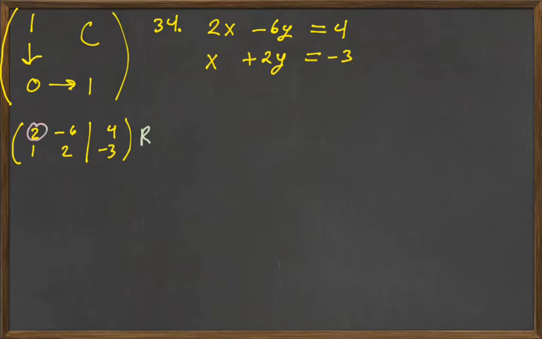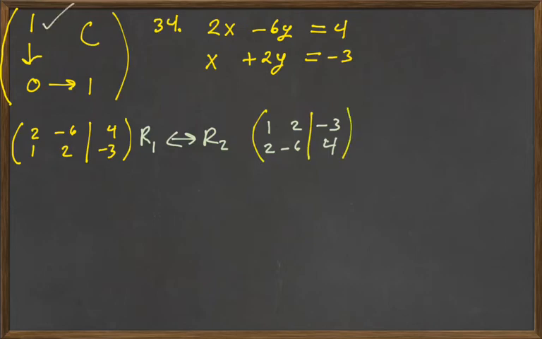Okay. So on one hand, you can divide the top row by 2, and that will certainly work. Sometimes we may not want to do that if I'm going to end up with fractions or a messy decimal or something like that. But what you also notice is you have a 1 here. So it might be easier to do a row swap. So we're going to go ahead and do a row swap. So we're going to swap rows 1 and 2. 1, 2, negative 3, 2, negative 6, and 4.